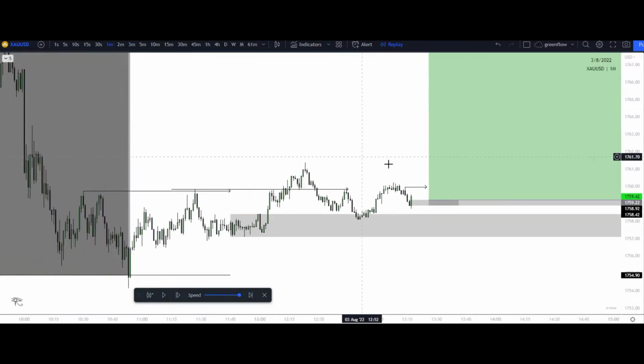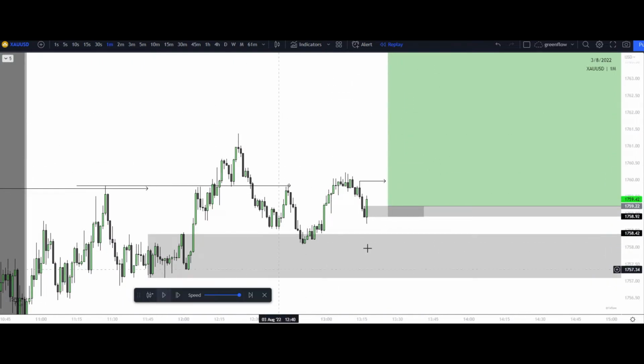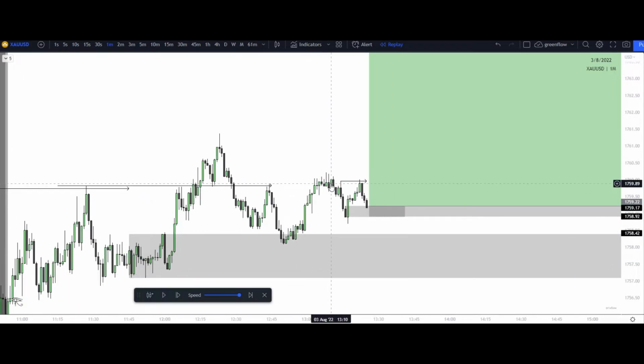Let's go on the 1-minute. And then we now have another liquidity raid to the downside right here. Fill of that imbalance that we were talking about before. We mitigate this 1-minute institutional candle right here. And then we break structure to the upside. I'm looking for the institutional candle within this point in time. Why am I looking for the institutional candle?